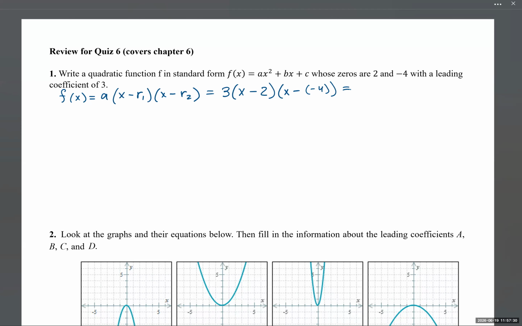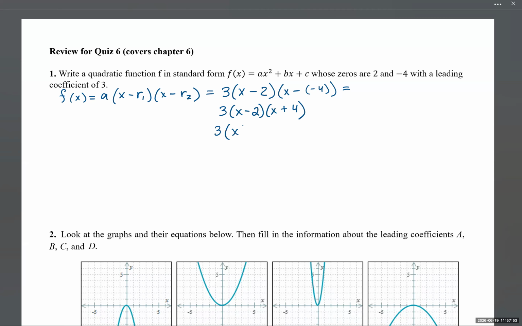I'll go ahead and simplify this a little bit. 3, x minus 2, and then x, the double negative, will become a plus. Now, this is a factored form of the quadratic function. We need to actually put it in a standard form. To do that, you will FOIL the x minus 2 times x plus 4, and then multiply everything by 3.